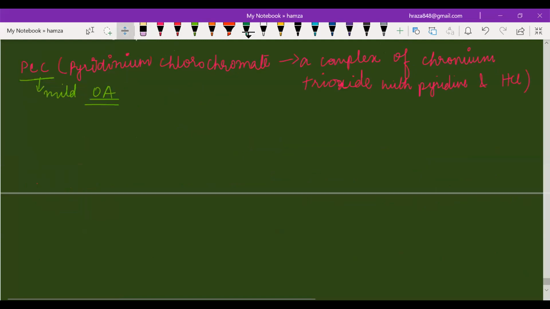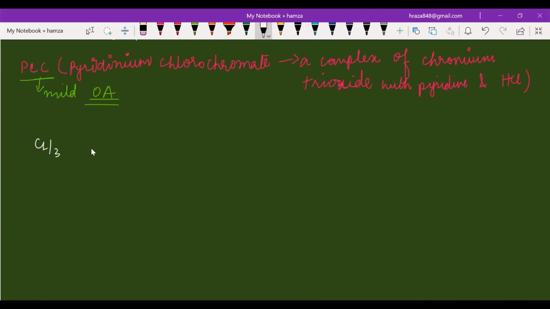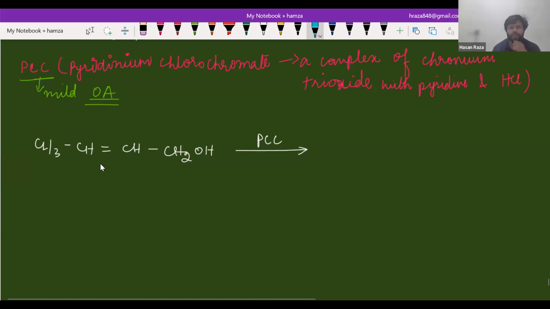It's very simple to understand. CH3, CH, double bond, CH, CH2OH, and this is PCC. What I taught you is this: in the presence of PCC, a primary alcohol will be oxidized into aldehyde. So the rest of the part will be as it is. And you can see this will be CH.